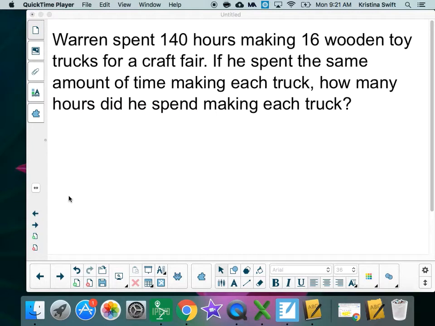Look at this problem. I apologize. I had a number wrong in here. So let's look at this one. Warren spent 140 hours making 16 wooden toy trucks for a craft fair.